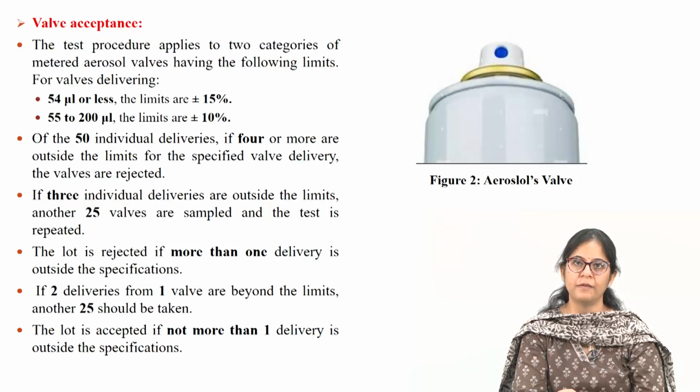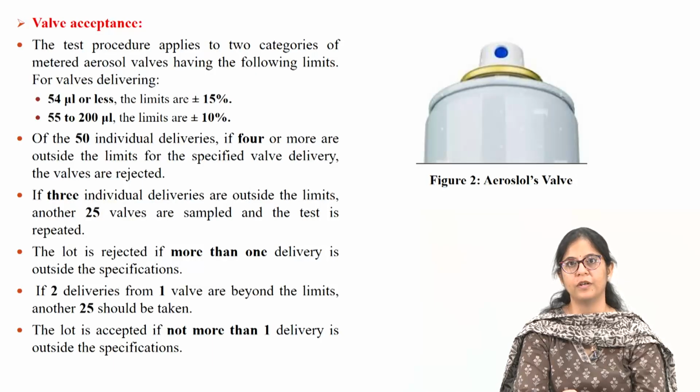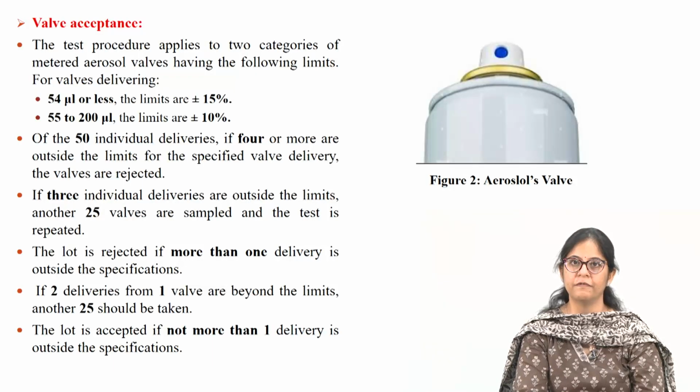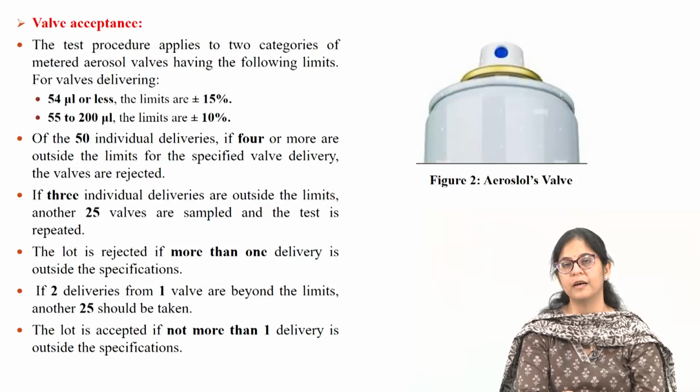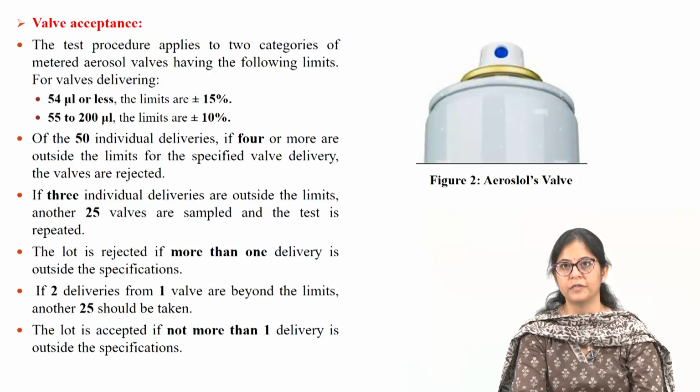The valve acceptance is also important. The test procedure applies to 2 categories of metered aerosol valves having the following limits. For valves delivering 54 microliter or less, the limits are within plus minus 15%, and for 55 to 200 microliter, the limits are plus minus 10%.